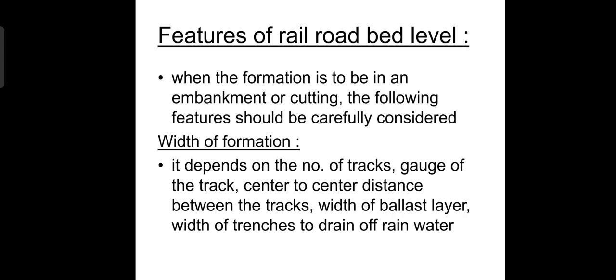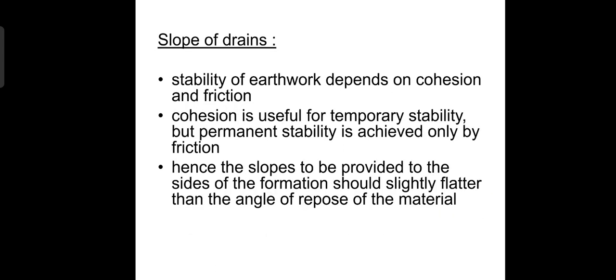Features of railroad bed level. When the formation is to be in embankment or cutting, the following features should be carefully considered. Width of the formation. It depends on the number of tracks, gauge of track, center to center distance between the tracks, width of the ballast layer, width of the trenches to drain rainwater, and slopes of the drain.